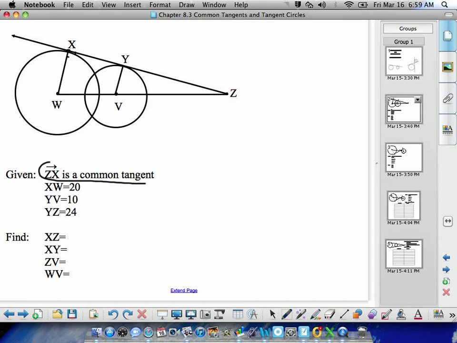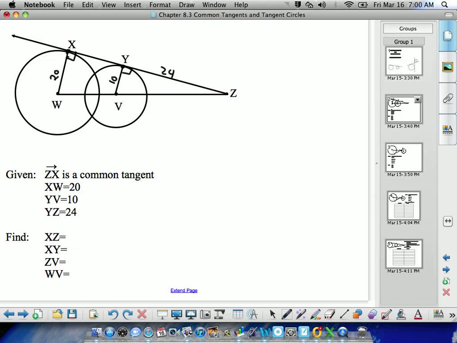If ZX is a common tangent, what does that mean? That means Y must be a point of tangency and X must be a point of tangency. Knowing that those are points of tangency and WX and YV are both radii, we know that we must have right angles at X and at Y. Now let's label our lengths. XW is 20, YV is 10, and YZ is 24.